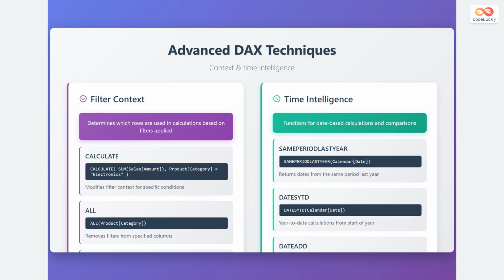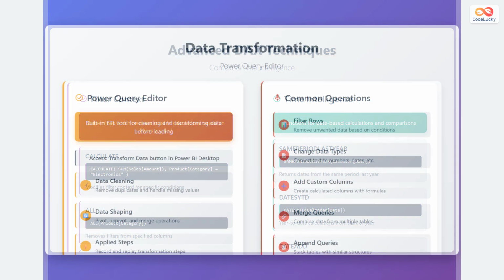SAMEPERIODLASTYEAR returns dates from the same period in the previous year. DATESYTD provides year-to-date calculations from the start of the fiscal year. DATEADD shifts dates by specified intervals like months, quarters, or years, enabling flexible time-based comparisons and trend analysis.